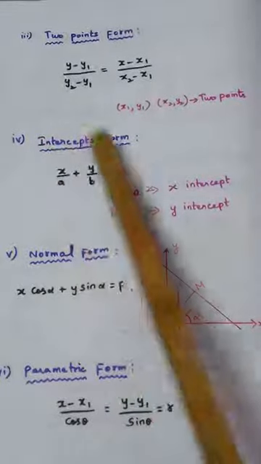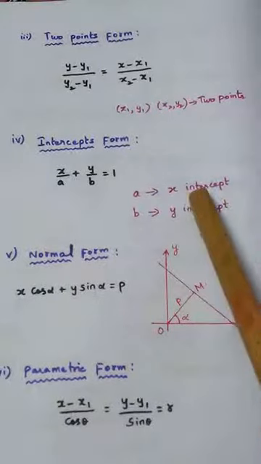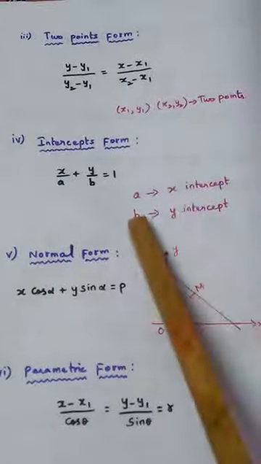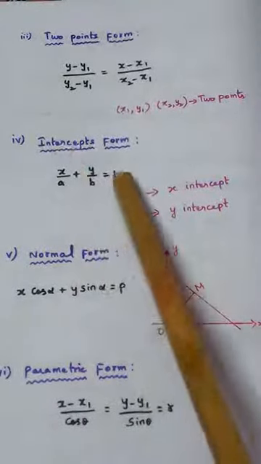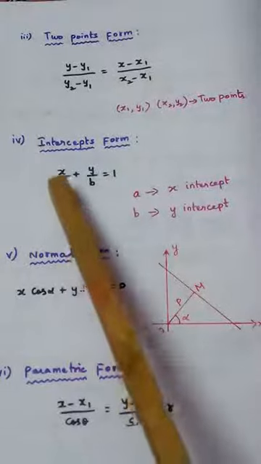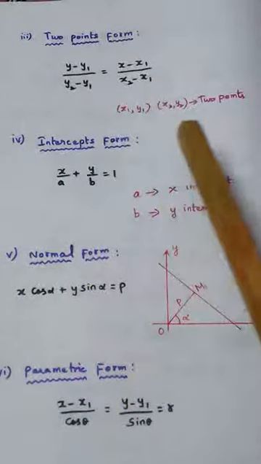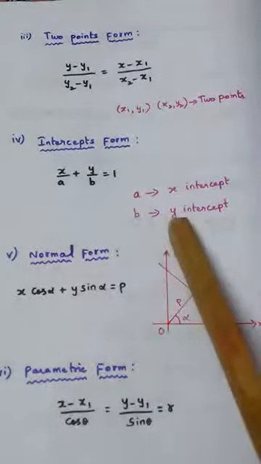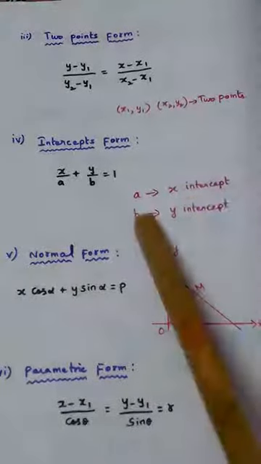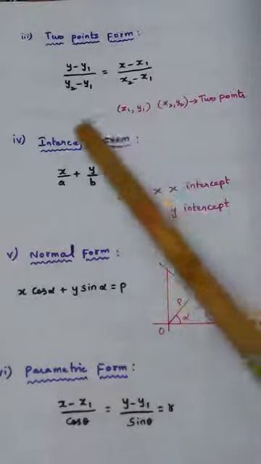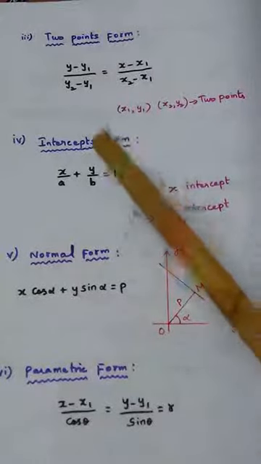Fourth format, intercepts form. If we know x-intercept and y-intercept, and suppose x-intercept is a and y-intercept is b, then the equation of straight line is given by this formula, x by a plus y by b is equal to 1. This is the equation of straight line in intercepts form. What is a? X-intercept. What is the meaning of x-intercept? Where the line meets x-axis, that is called a. Where the line meets y-axis, that is called y-intercept, it is given as b. So x by a plus y by b is equal to 1 is nothing but equation of straight line in intercepts form. Read the heading properly, accordingly you learn the formula.